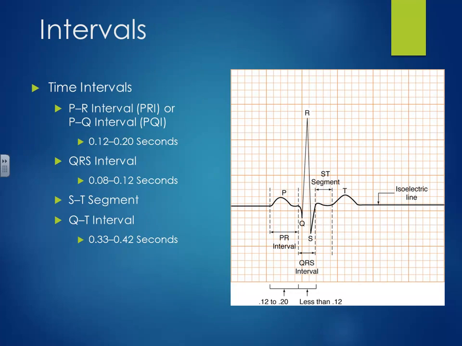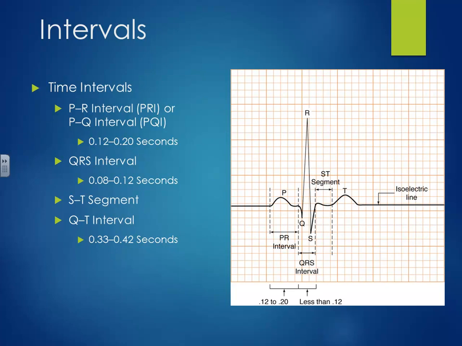You've got your intervals, your PRI. So your PRI is going to be from the start of your P wave to the start of your Q wave. Which type of arrhythmias would we be looking for that we're going to be paying attention to a PRI? So your first degree and your second degree heart blocks, right?